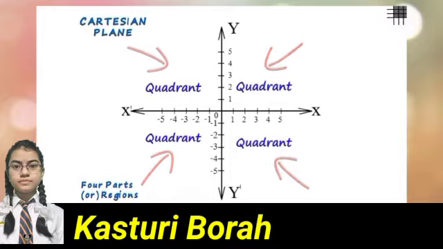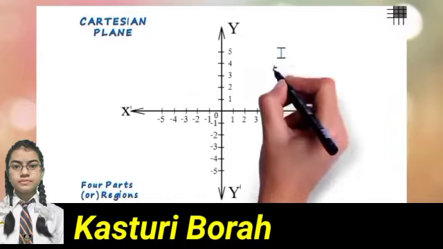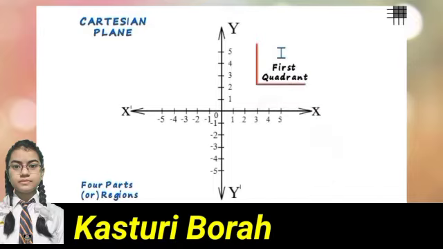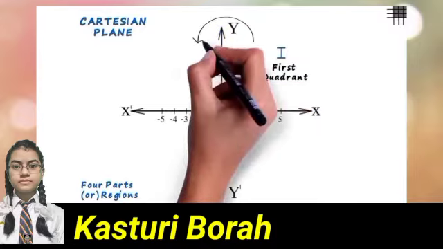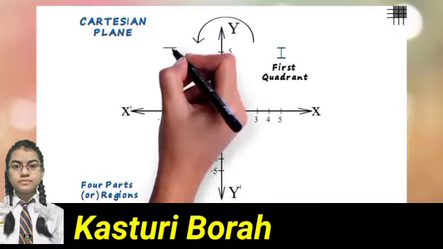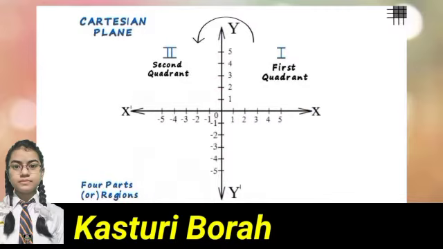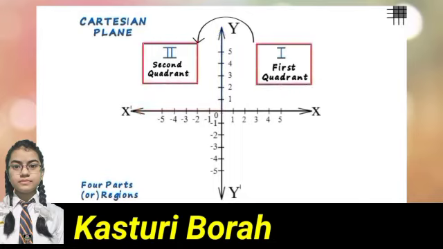The quadrants are named in a particular order which we have to strictly follow. This region is the first quadrant. In the first quadrant, the x as well as the y coordinates are positive. Moving in the anti-clockwise direction, we name this quadrant the second quadrant. In this quadrant, the x coordinates are negative while the y coordinates are positive. So remember, for the first two quadrants, the y coordinates are positive.